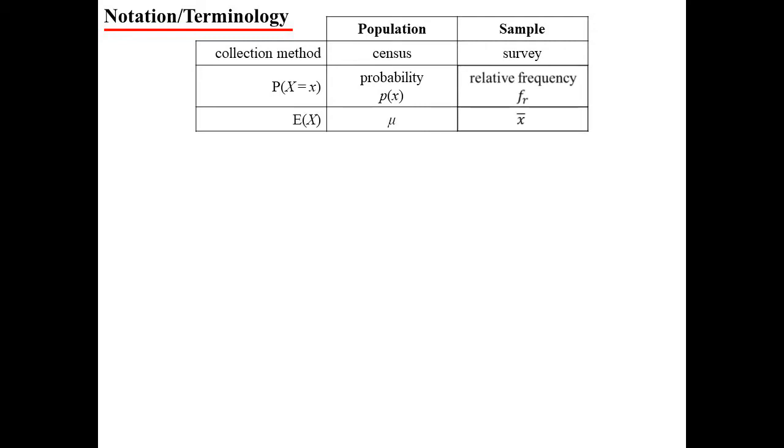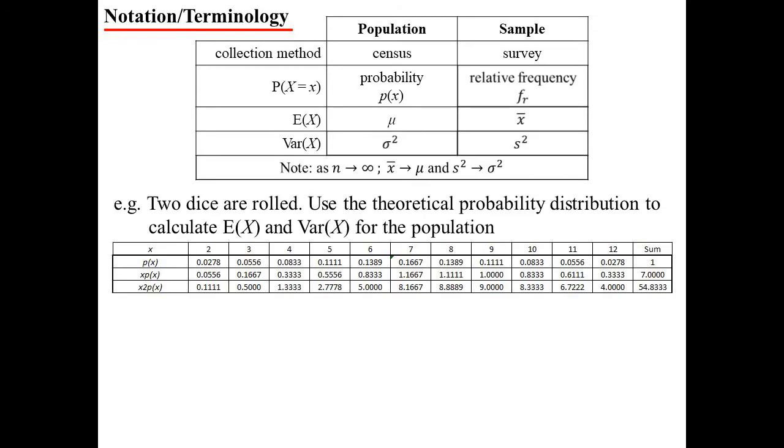Expected value of X is the mean. It's just that the notation for the mean is different. We use mu when we talk about a population, and x with a bar on top if we're talking about the sample. For variance, the difference is we use sigma in the population and s in the sample. As n approaches infinity, so the more information we gather, our sample average should approach the population average, and the same with the deviation.